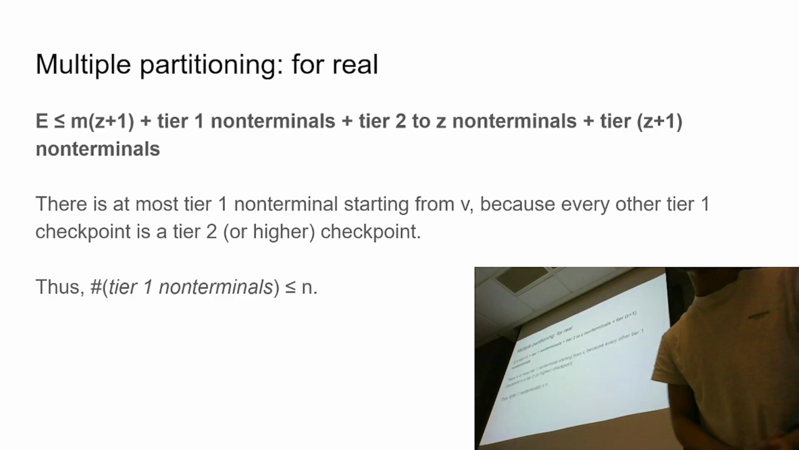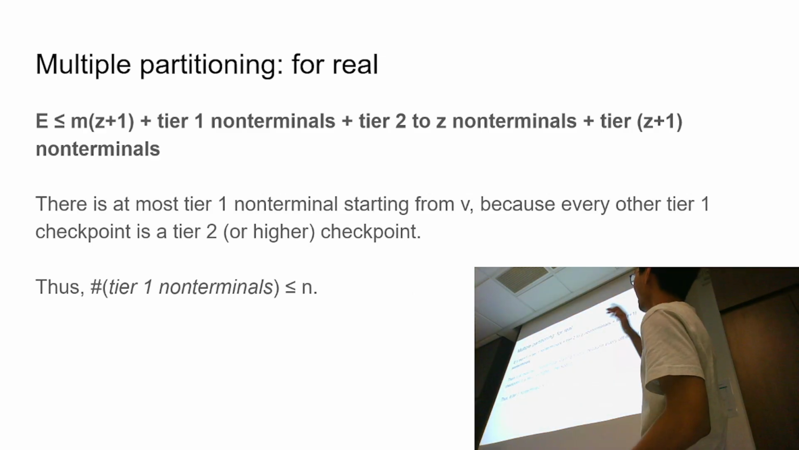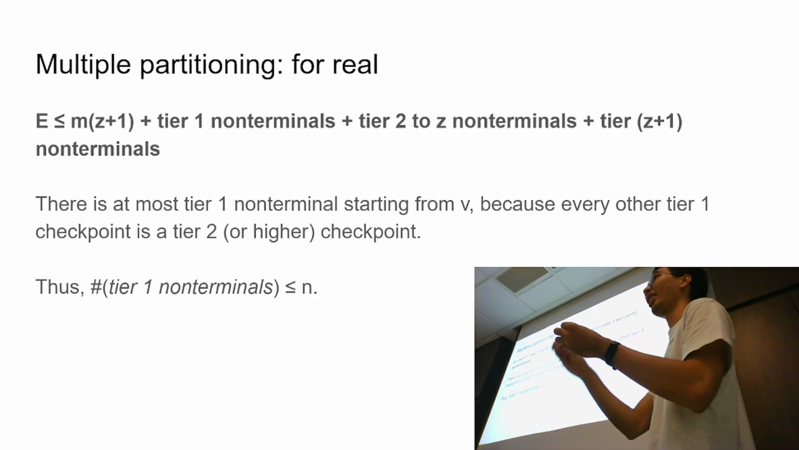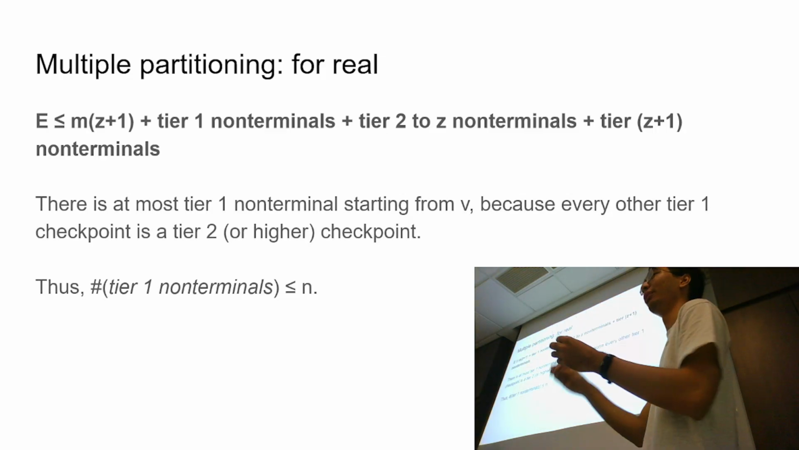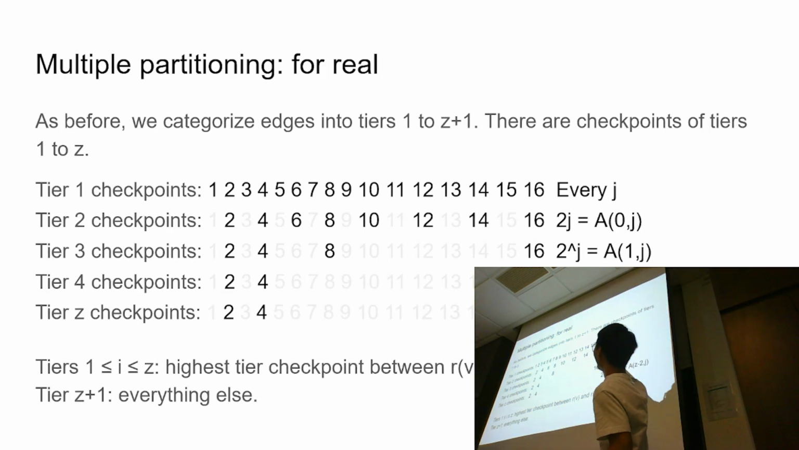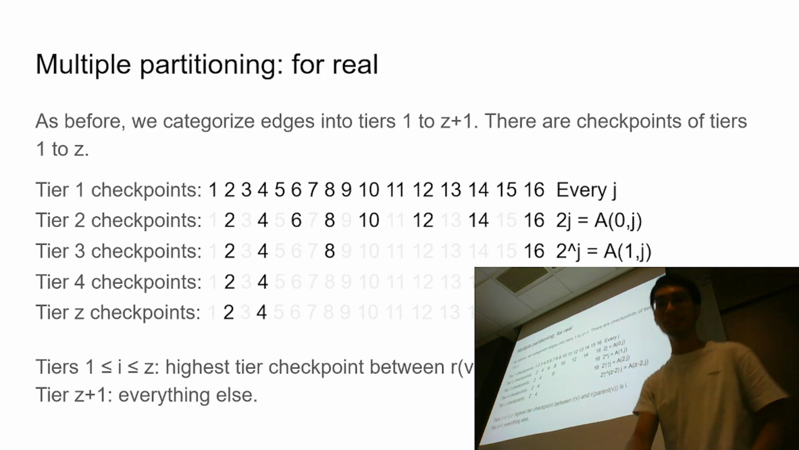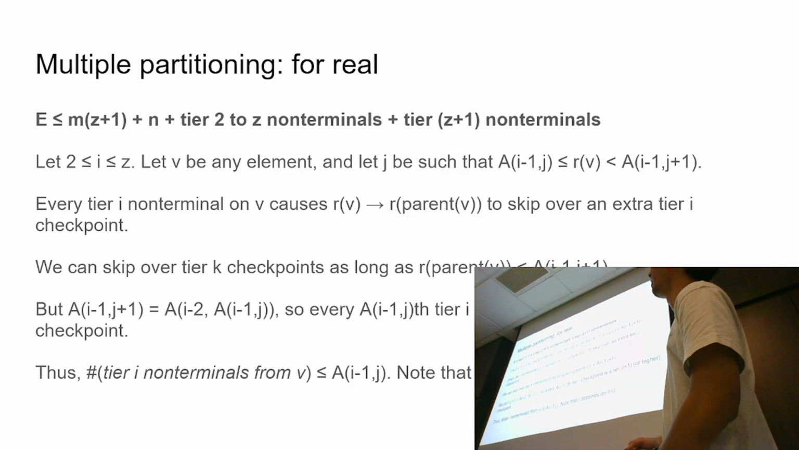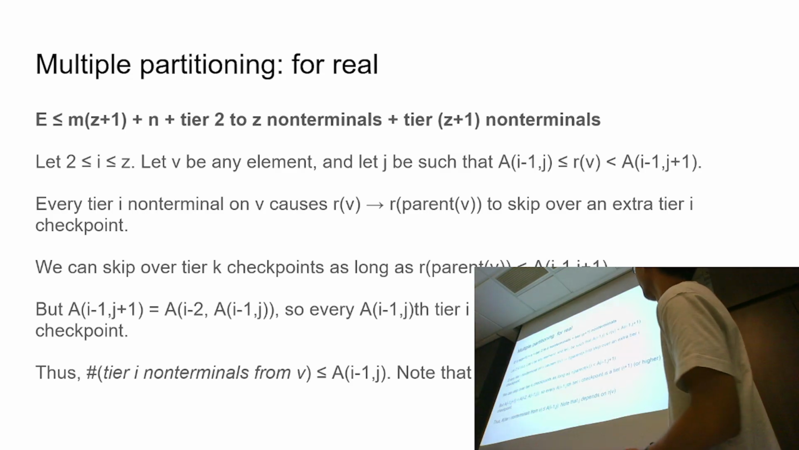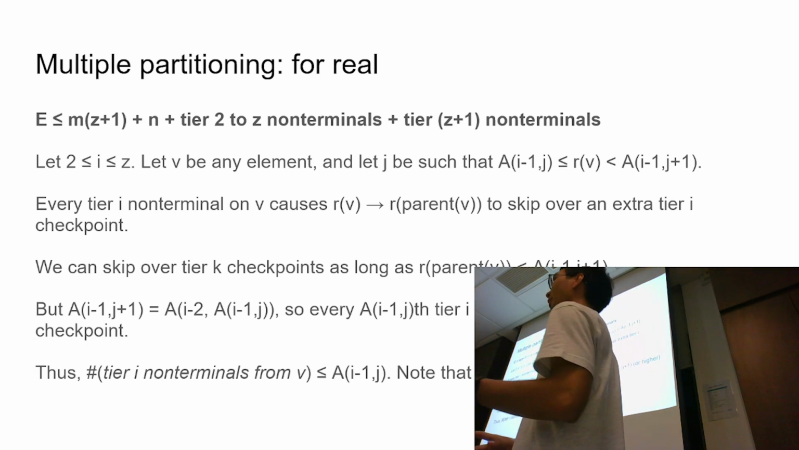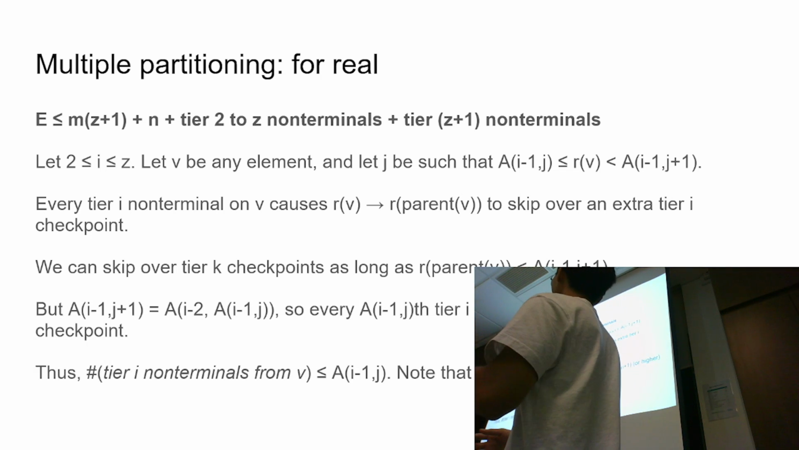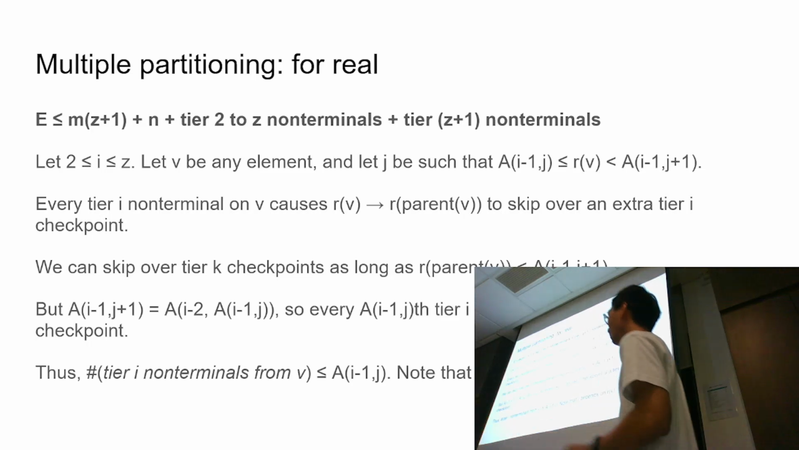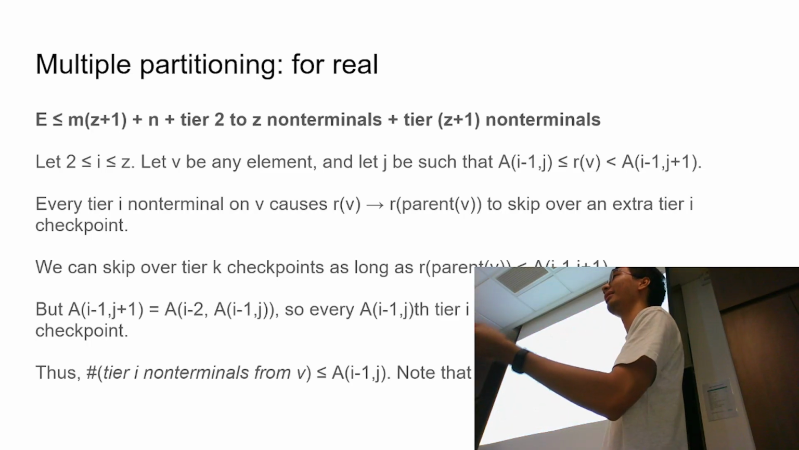This is also basically the same argument as just now, because every other tier 1 checkpoint is a tier 2 checkpoint, because these tier 2 checkpoints are like every other number, like all even numbers. Yeah. So now the hard part is handling tiers 2 to z non-terminals. So actually we have to do something a bit more subtle here. We actually have to not just group the edges by their source node, but we also have to consider the actual rank of this V.